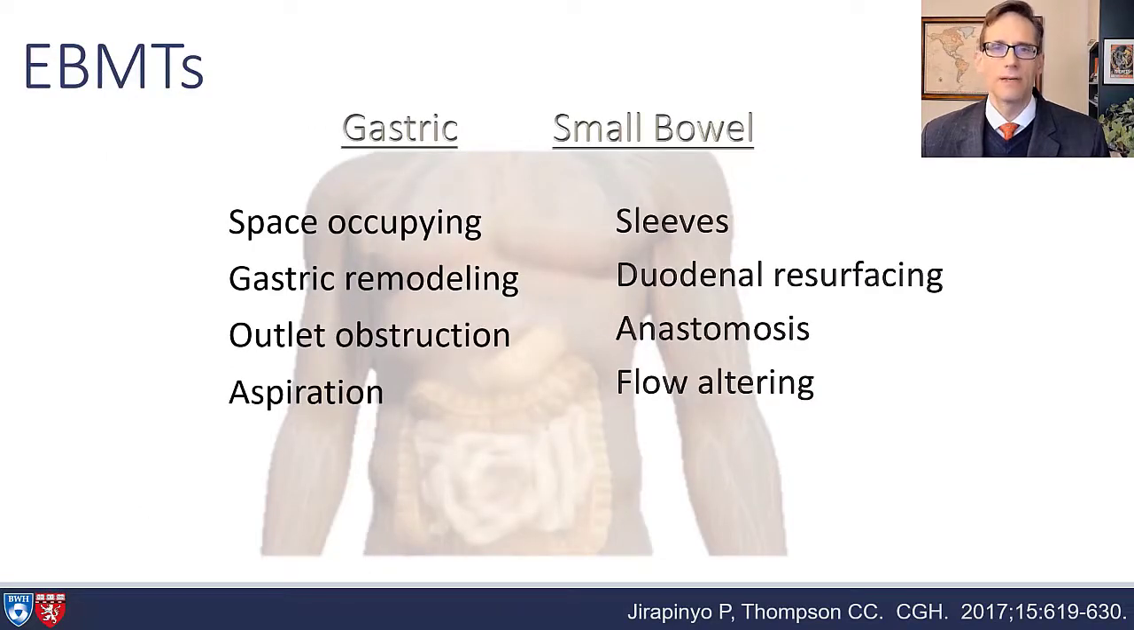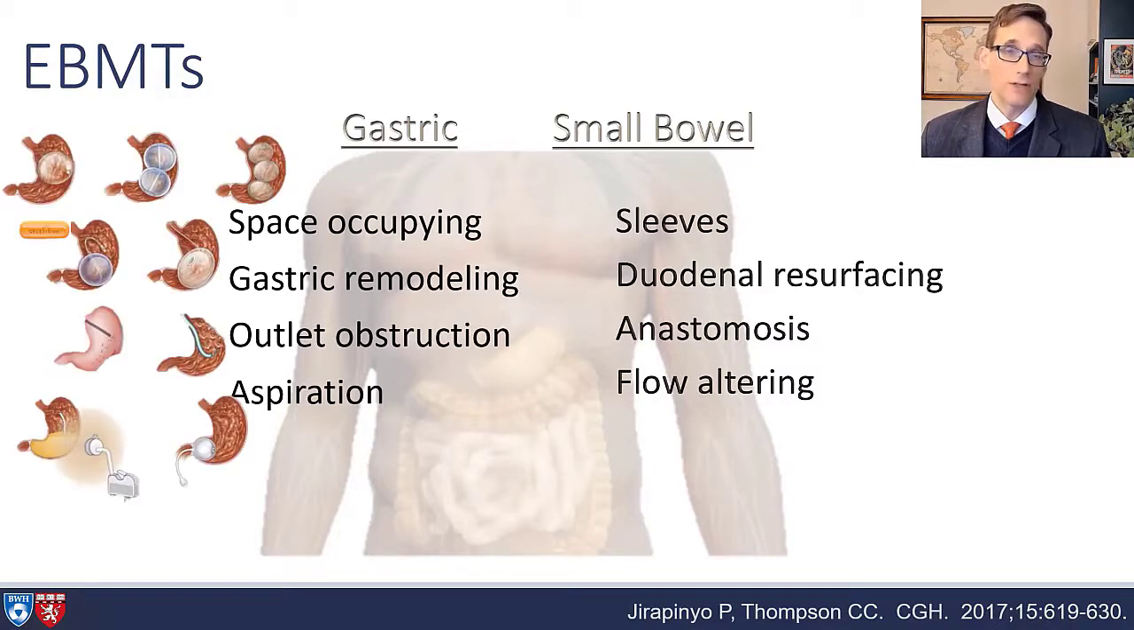Endoscopic bariatric and metabolic therapies, or EBMTs, can be broadly classified into two categories. Gastric devices, including space-occupying devices such as intragastric balloons, gastric remodeling procedures, including suturing and plication, and various outlet obstruction and aspiration therapy type devices. And these are thought to initiate weight loss primarily and then may have secondary effects on comorbidities.